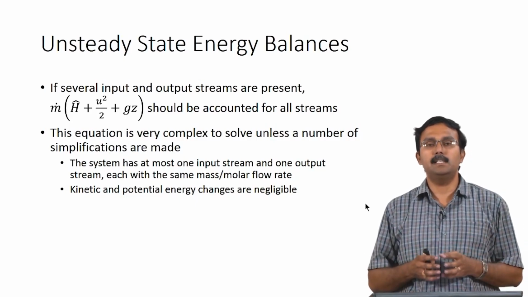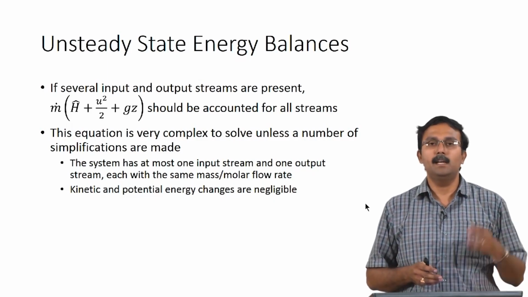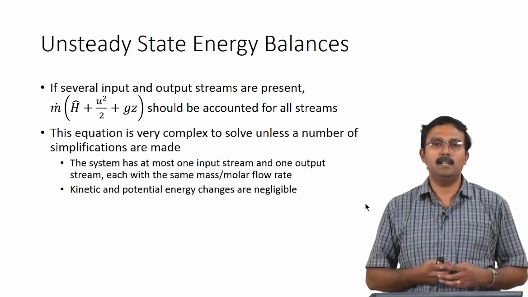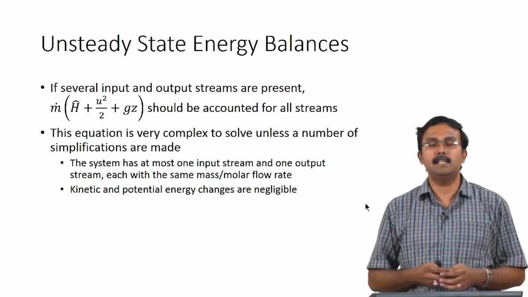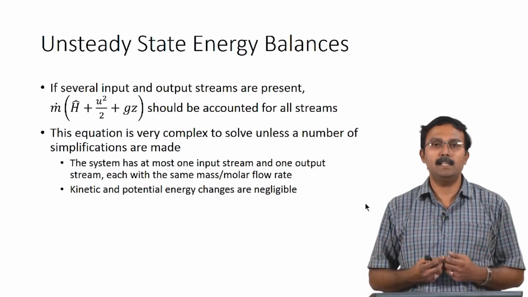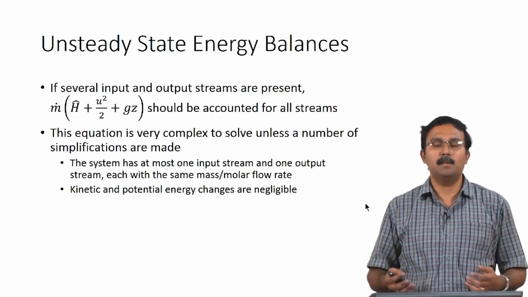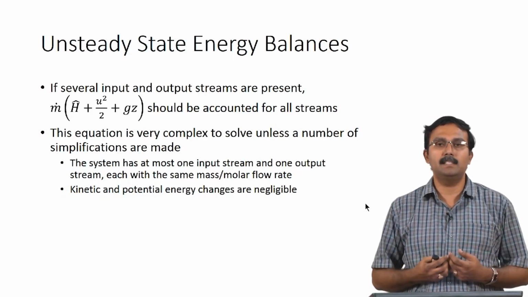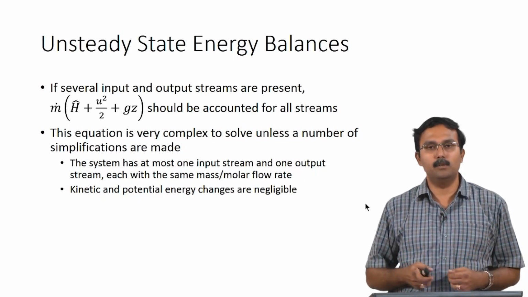Kinetic and potential energy changes have to be negligible. This is a very reasonable assumption to make. In the earlier lectures we have done this exercise, where we calculated the change in enthalpy, change in internal energy, and change in kinetic and potential energy, and compared these values. Usually they are much smaller for most chemical processes compared to the change in enthalpy. So, the kinetic and potential energy terms can be ignored.